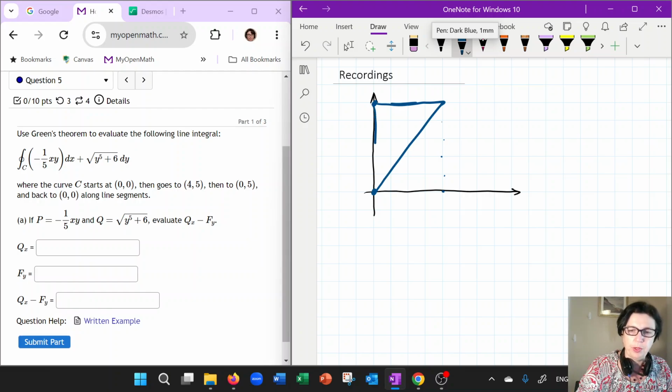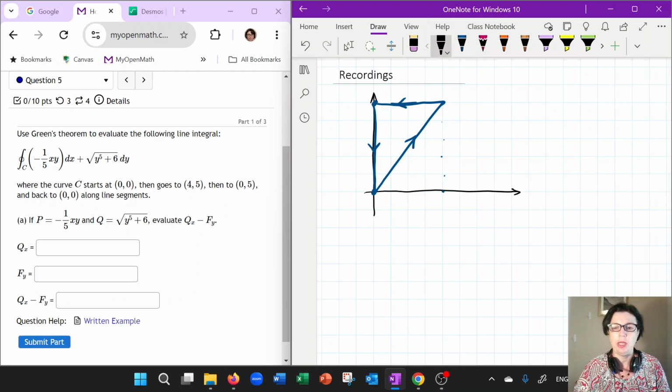Now, the first thing we do is check the orientation of the curve when we're dealing with Green's theorem. Is it going to be counterclockwise or clockwise? If it's counterclockwise, we call it positive orientation and we do not have to switch the sign. But if it's clockwise, it would be negative and we would have to switch the sign. It looks to me like that's counterclockwise, so we do not need to switch the sign.